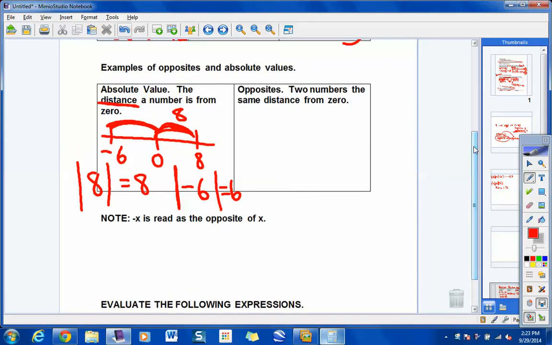Opposites. Opposites are two numbers that are the same distance from 0 on a number line. Here's 0. If I go 7 to the right, what's the opposite of going 7 units to the right? Negative 7 units to the left. So if negative 7 is one of my values, what's its opposite? 7. Okay. If 99 is one of my values, what's its opposite?